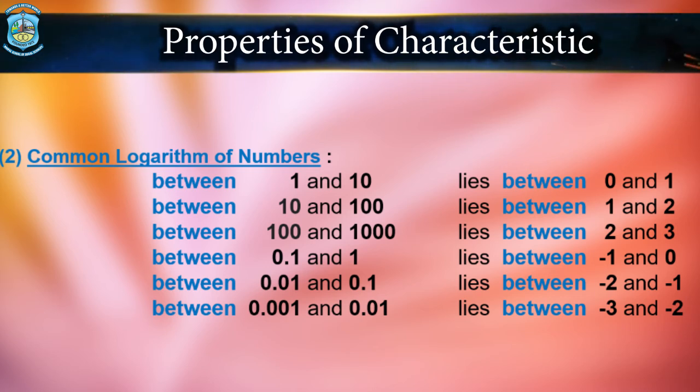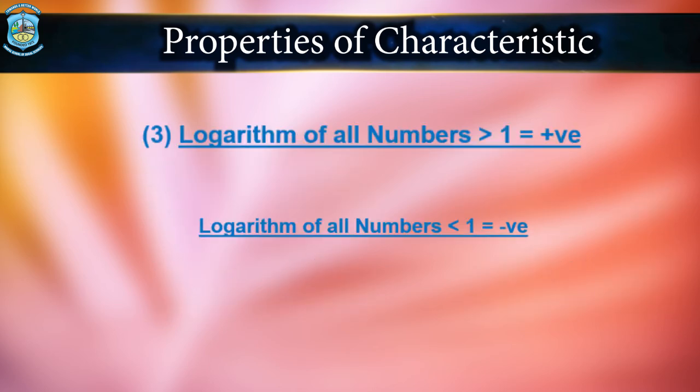For numbers between 0.01 and 0.1, the value lies between -2 and -1. If the value lies between 0.001 and 0.01, the characteristic lies between -3 and -2, and so on. Here, the value of the characteristic can be negative. Logarithms of all numbers more than 1 are positive, and logarithms of all numbers less than 1 are negative.